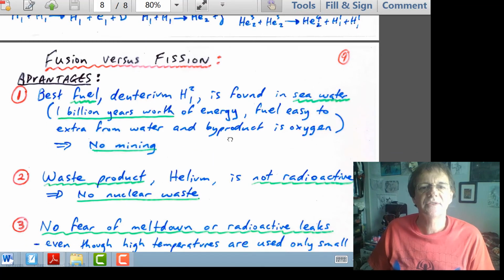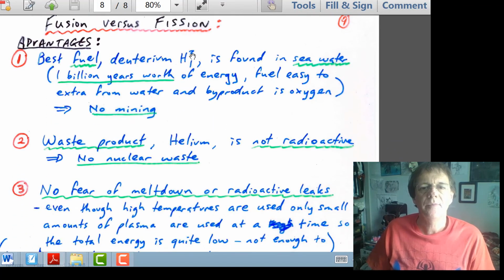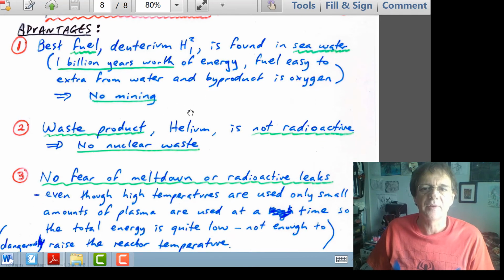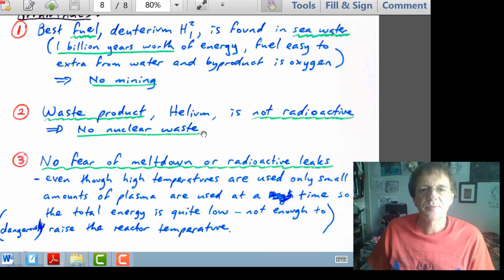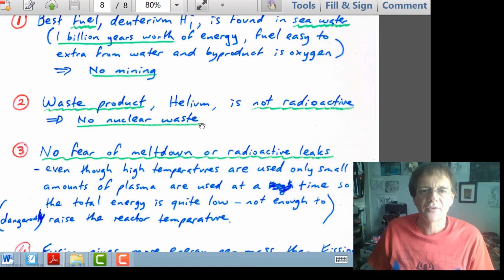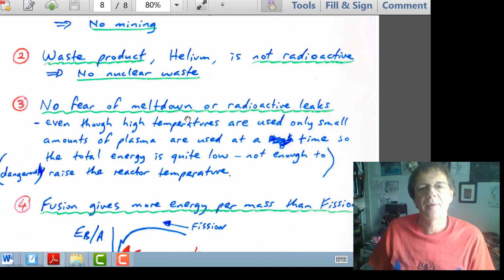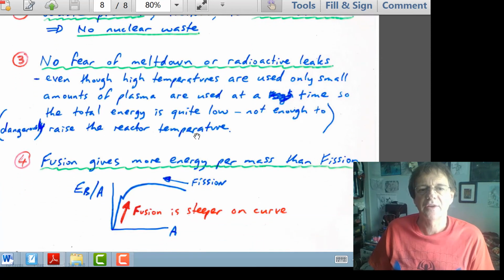So if you look at these advantages, the best fuel, deuterium, H-2, is found in seawater, and this says here 1 billion years worth of energy, but I can't remember if that's correct or not. The fuel is easy to extract from water, and the byproduct is oxygen, so it doesn't require this big mining process. The waste product helium is not radioactive, so there's no nuclear waste in that regard from the products there. And you don't get the same fear of meltdown because you do not need to get a chain reaction going for this to occur. You can shut this down relatively quickly without any sort of dangers going on.